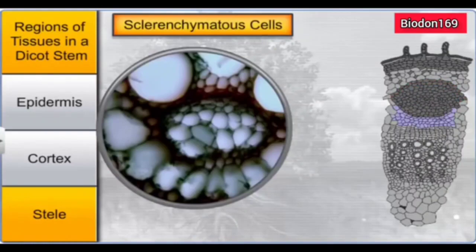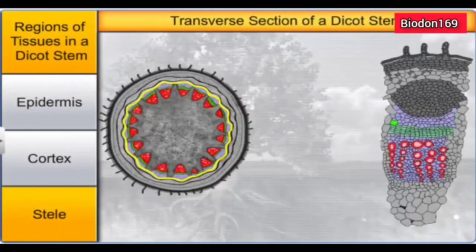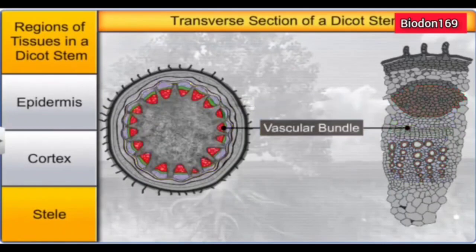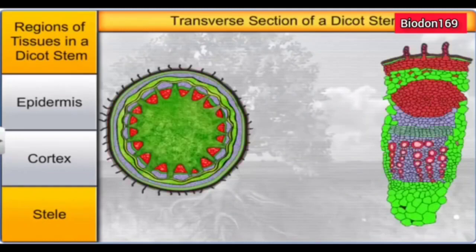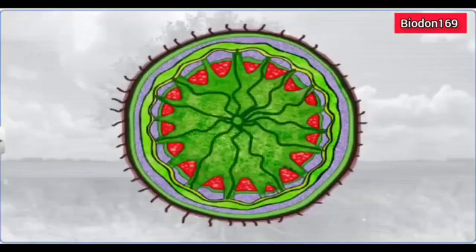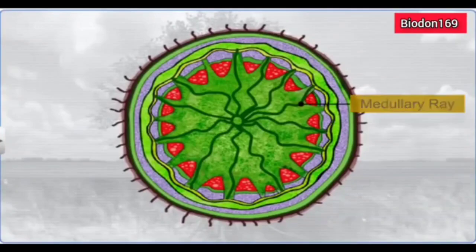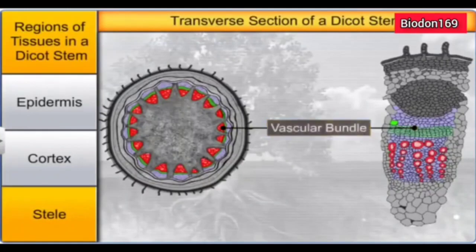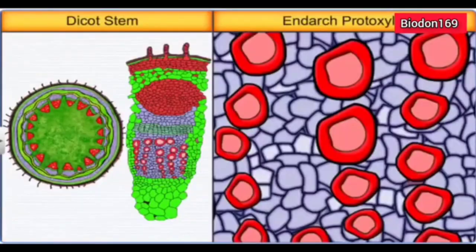The vascular bundles are located in a ring on the inside of the pericycle. This ring arrangement is a distinctive feature of the dicot stem. There are layers of radially arranged parenchymatous cells in between the vascular bundles, which constitute the medullary ray. Each vascular bundle in a dicot stem is conjoint, open, and consists of endarc protoxylem. The central region of the stem is filled with pith.